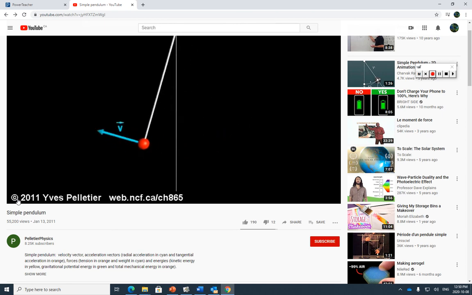0, negative whatever, -1. 0, positive. 0, negative. 0, positive. 0, negative. 0. So the pendulum, its displacement perfectly models a sine function. Back and forth and back and forth and back and forth. Good? Now let's go after velocity.